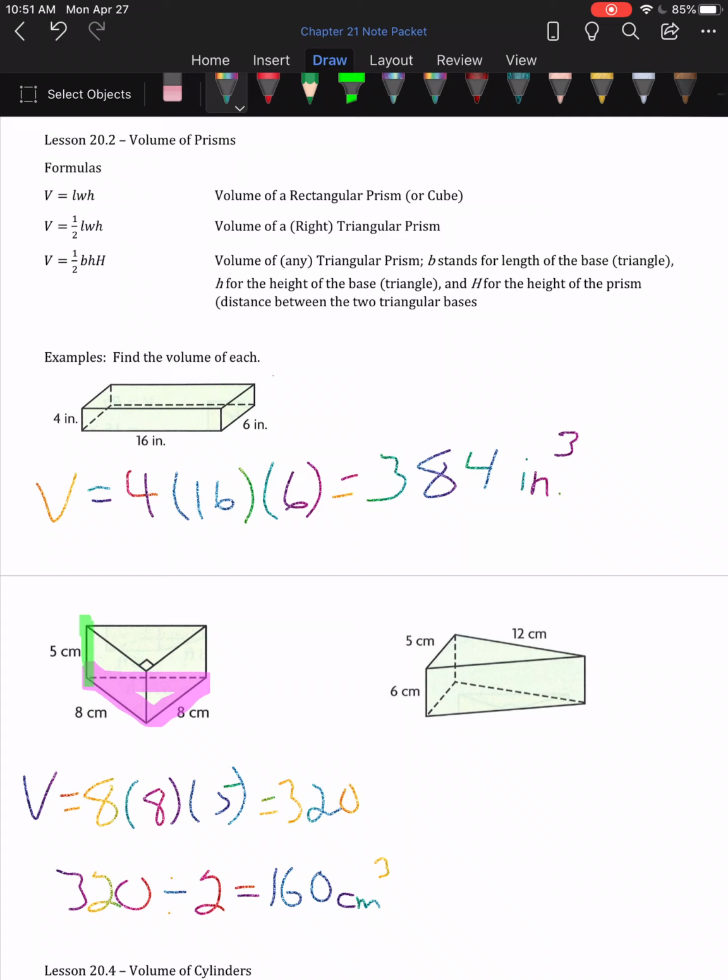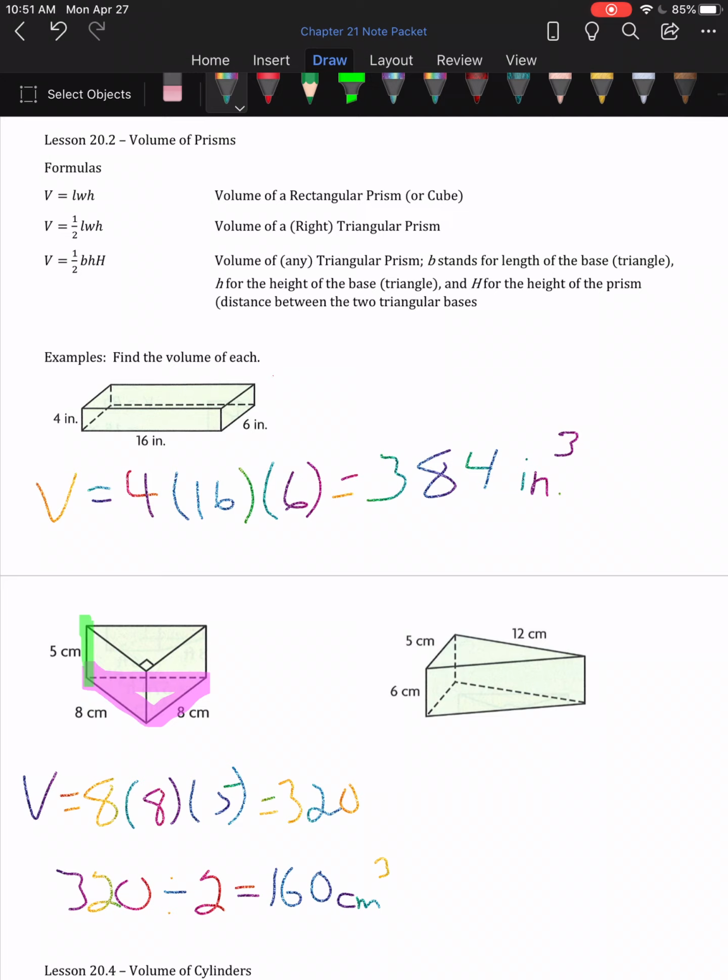Trying to make this as simple as I can. I know surface area was probably less than fun, a little painful. I get it. This lesson is really meant to be a breath of fresh air and a bit of respite, a bit of a relaxation compared to what you just did. It's a lot of multiplication, and when you have a triangular prism, we add a divide by 2.